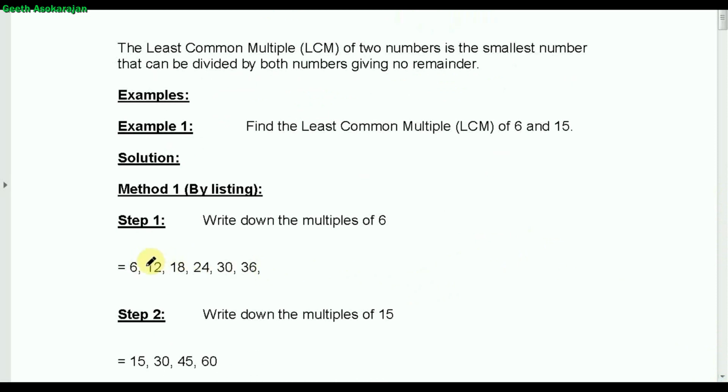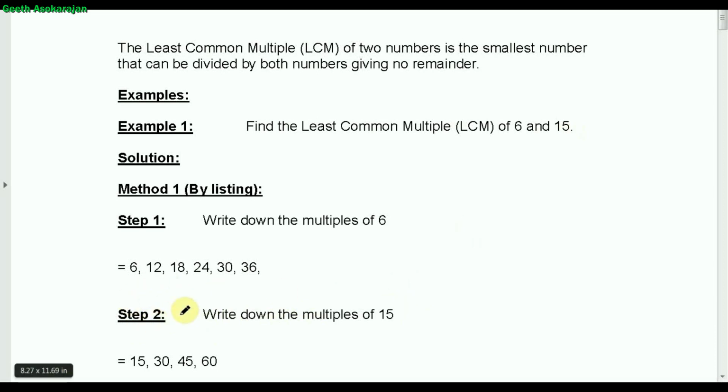So multiples of 6, or if you go through the 6 times table, 6 times 1 is 6, 6 times 2 is 12, 6 times 3 is 18, 6 times 4 is 24, 6 times 5 is 30, 6 times 6 is 36. Or you can just as well add 6 continuously to get the multiples of 6. Then do the same with 15. So write down the multiples of 15.